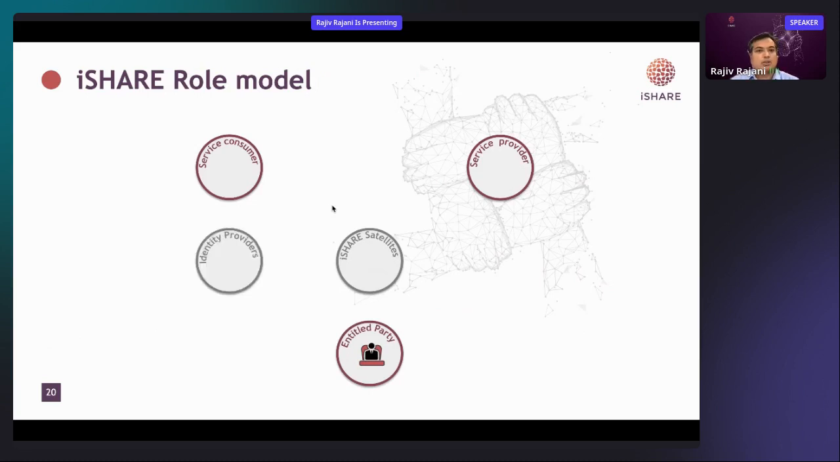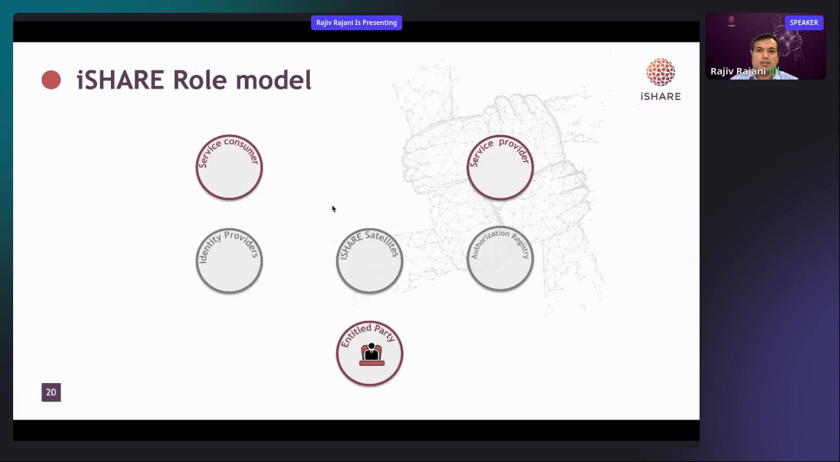And of course, the identity provider. So the iShare framework covers both machine to machine and human to machine interaction. When there are humans involved, humans can be employees, partners, vendors, any human element. When it is interacting, we need the identity of that human to that organization, so that the data exchange can happen based on the trusted identity.